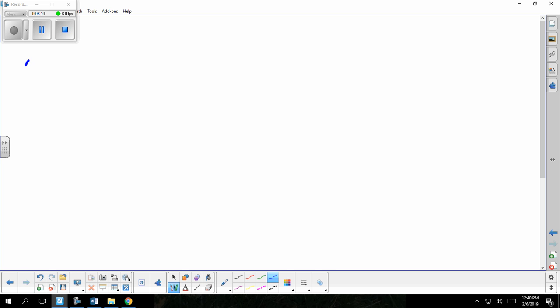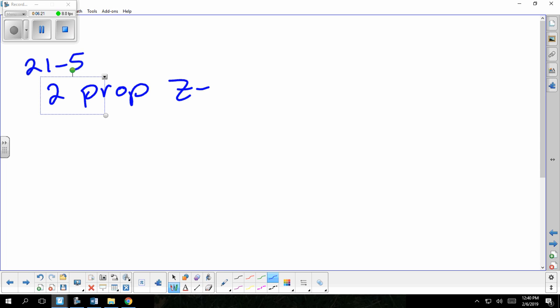The 21-5. Let's start by stating our procedure. So get in the habit of doing this. This is a two-proportion z-test. Okay? And we're going to do our null and alternative hypotheses.